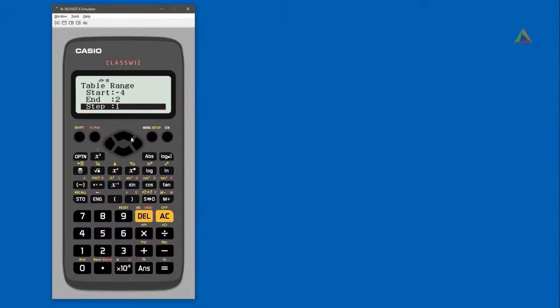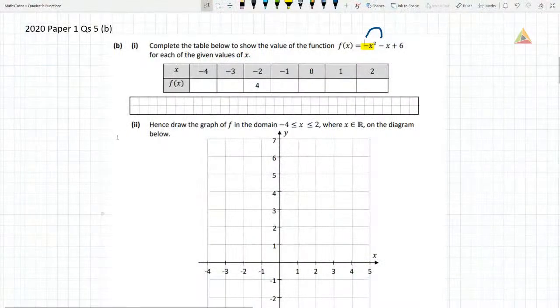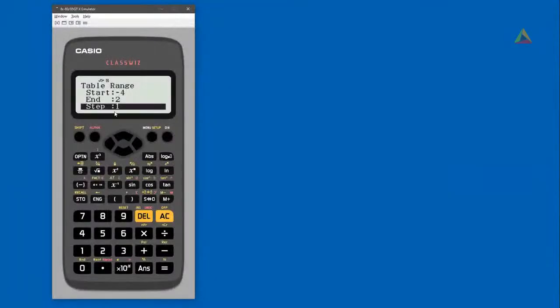And then the last thing that I have to tell the calculator is what steps I'm going up in. So this is the difference between my x values. My x values on my table went -4, -3, -2, -1, 0, 1, 2. So they're getting bigger by 1 each time. So my step is 1 and I press equals. And here I get a table. This part here is all my x values, so -4, -3, -2, -1. They're the x values, and what the calculator has worked out are the y values for me. So we see -6, 0, 4, 6, 6, 4, and 0.